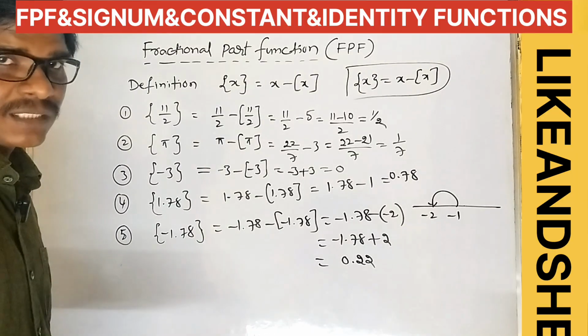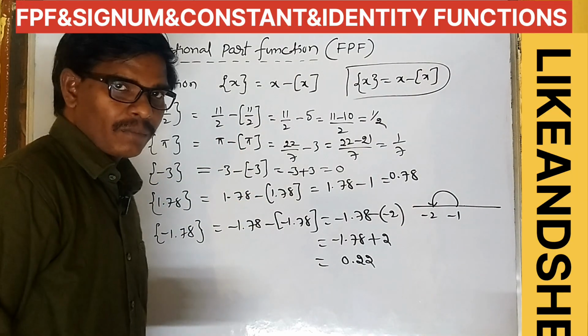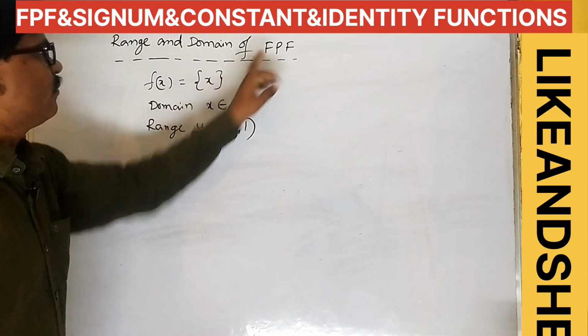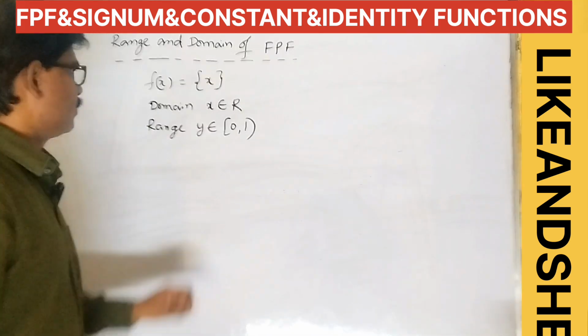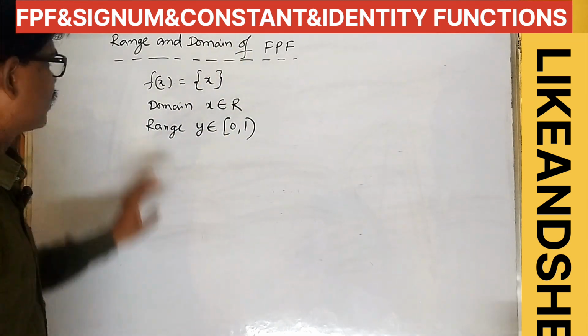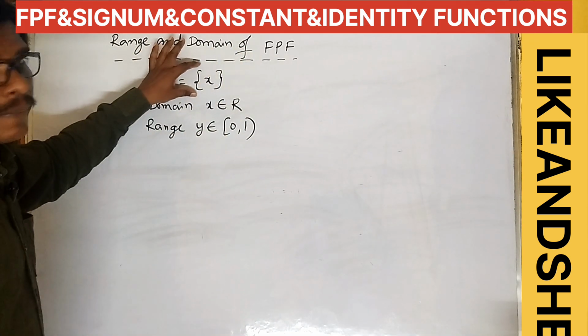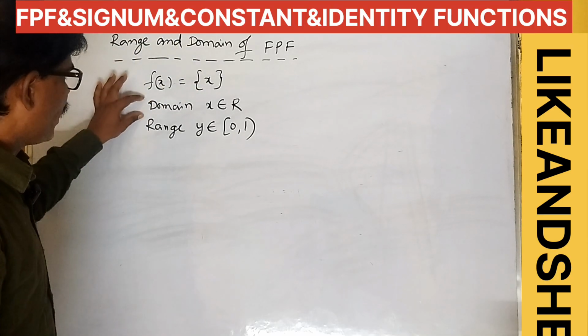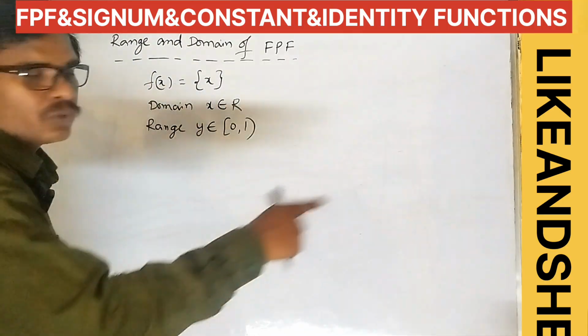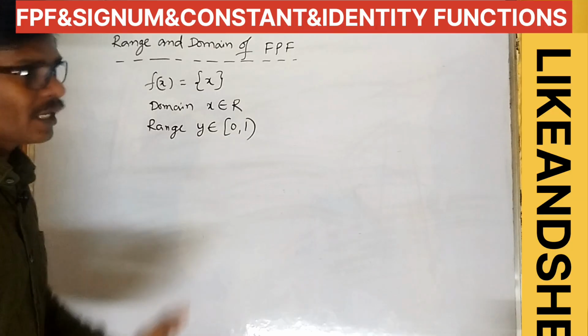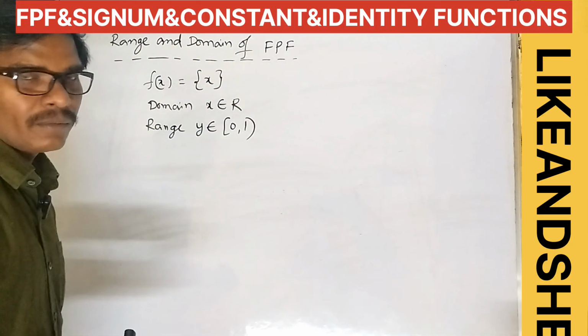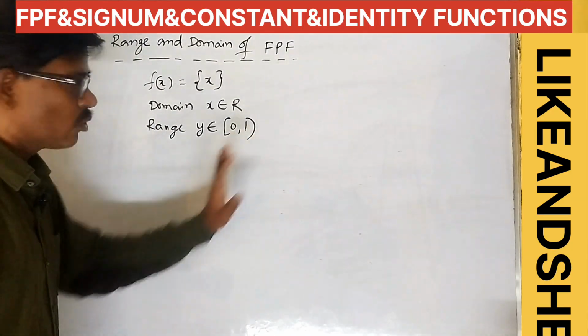Okay, understand? Fractional part. These are fractional part examples. Now the domain and range of the fractional part function. f of x is equal to the fractional part of x. The domain is x belongs to R. The range is y belongs to the interval 0 to 1, including 0 and excluding 1.